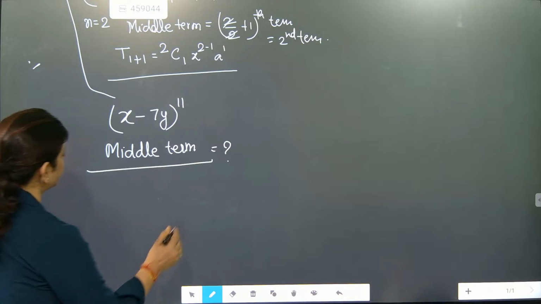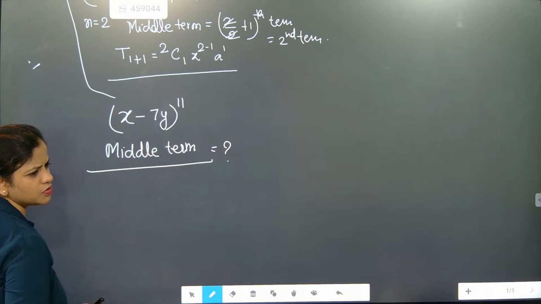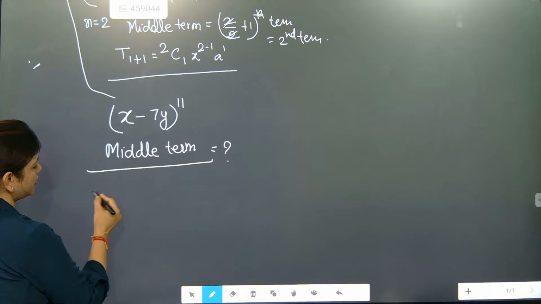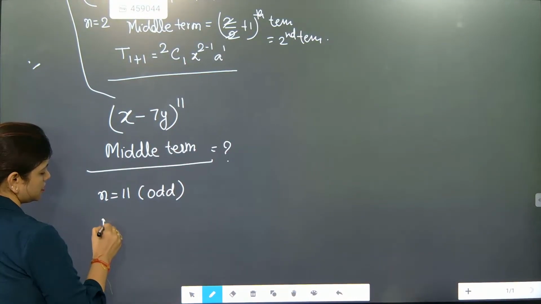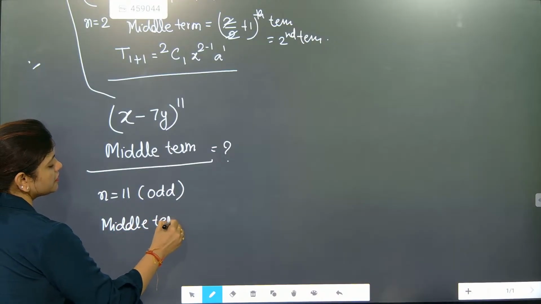13, let's check. How will 13 terms come? Total number of terms will be 12, so check first. So middle term, how to find? n is equal to 11, which is odd. So there will be two middle terms. So for 11, the 6th and 7th are the middle terms.